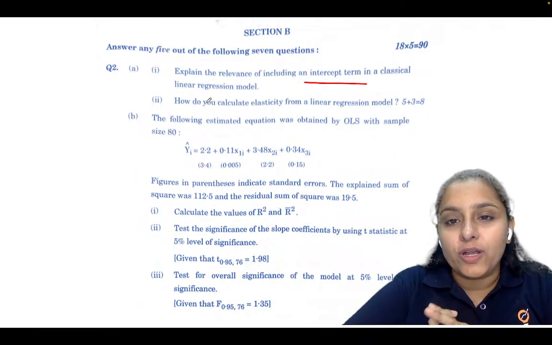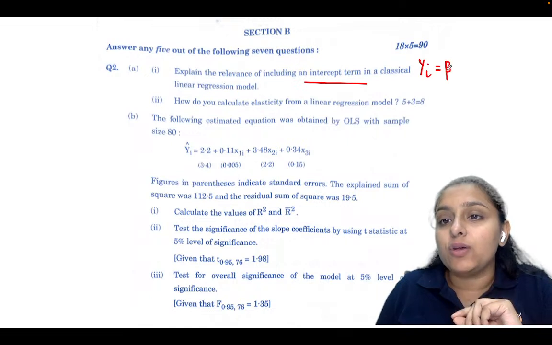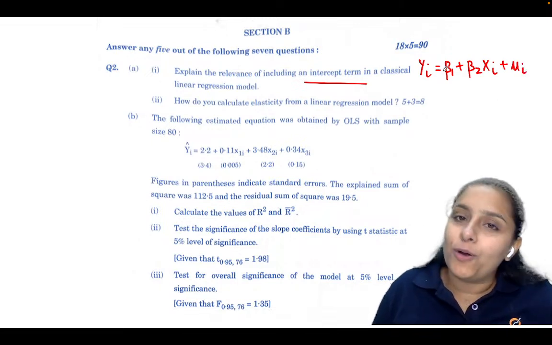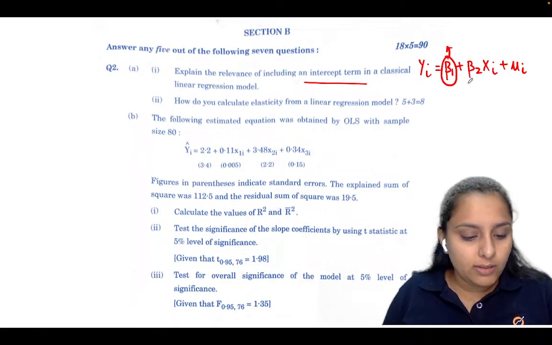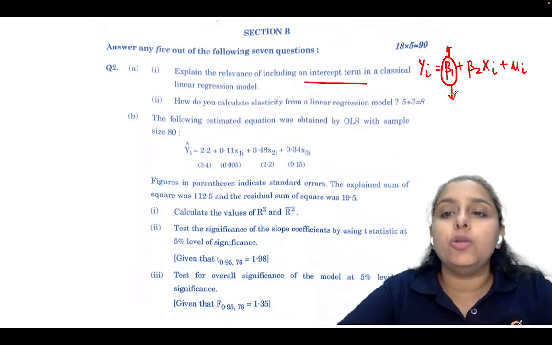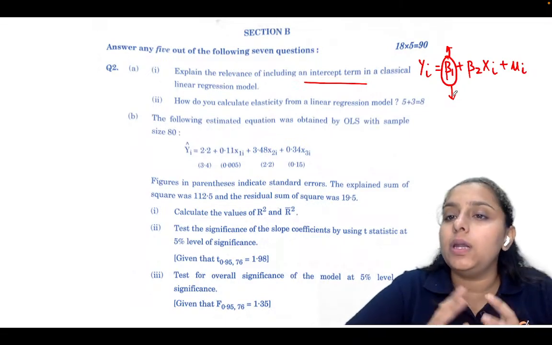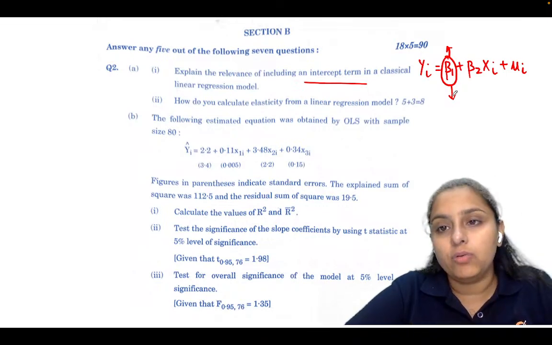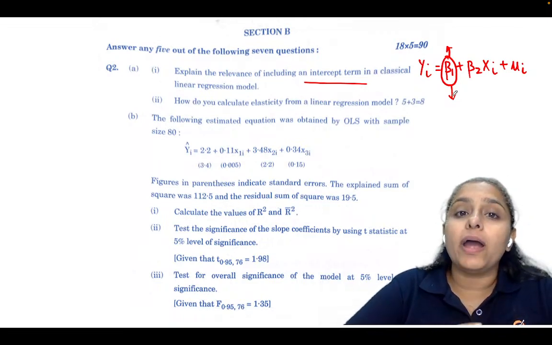When we start with the topic of regression, what do we have? The first thing we learn is if I write the equation like this, yi equals beta 1 plus beta 2 xi plus mu i, what do we talk about first? We talk about beta 1. What is beta 1 going to tell us? We always say that beta 1 tells us the baseline value achieved by yi when xi is 0. So when the independent variable is absent, what is the baseline value taken up by the dependent variable?